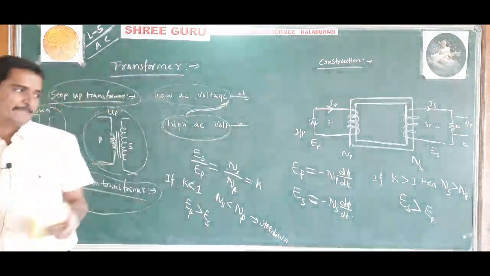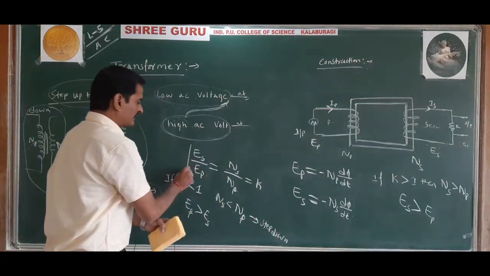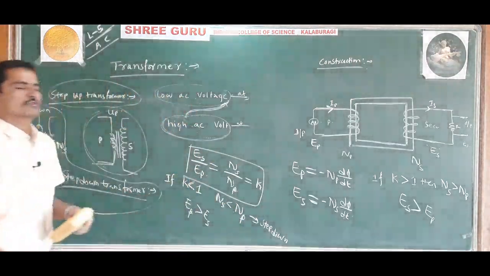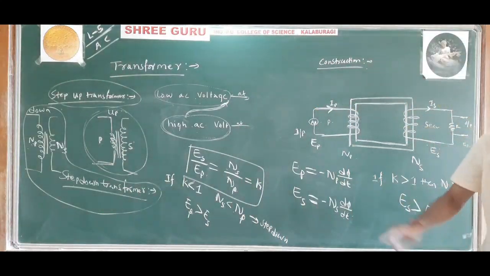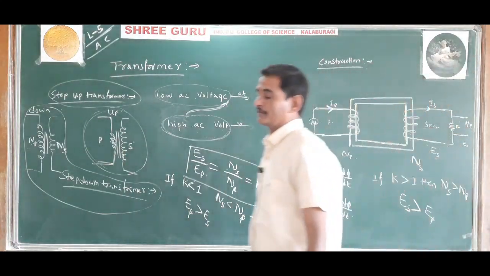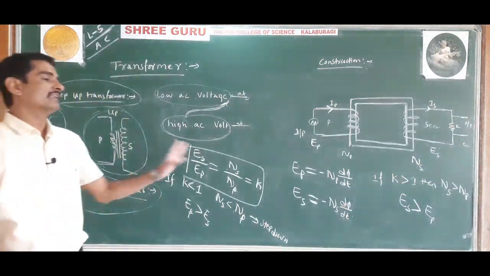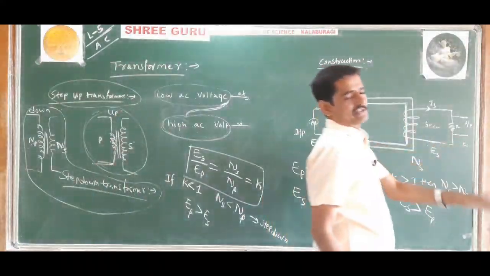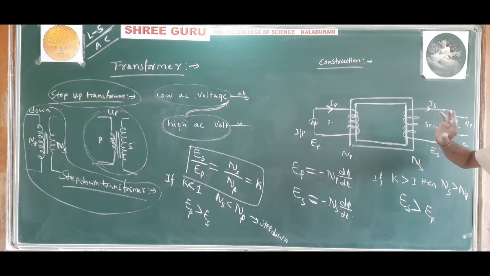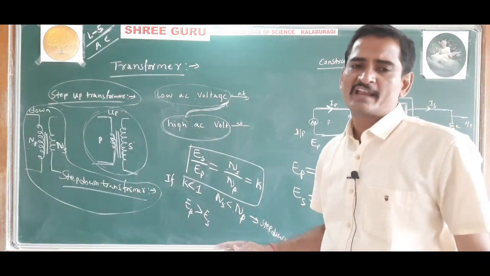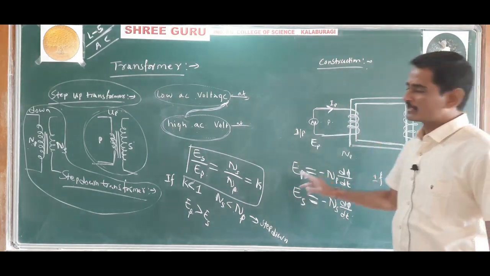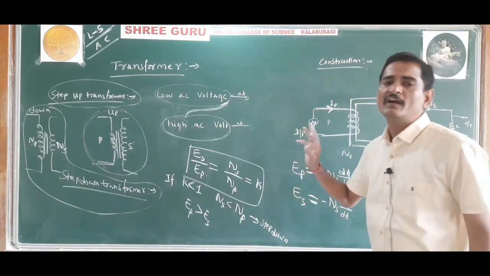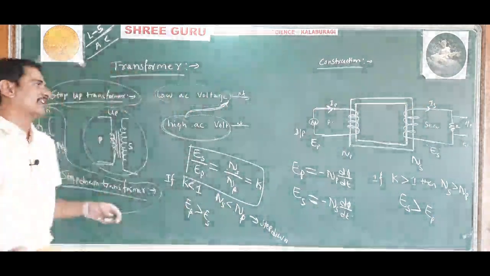This formula, ES divided by EP equals NS divided by NP equals K, is applicable only for an ideal transformer. An ideal transformer is one in which there is no loss of energy. We will consider that there is no loss of energy due to resistance, no loss due to flux leakage, no loss of any kind of energy. In such situations only this formula is applicable.